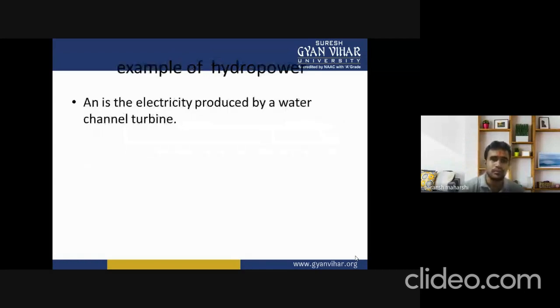An example of hydropower is electricity produced by a water channel turbine.